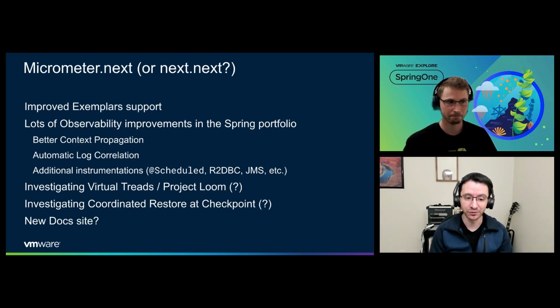In the meantime, we did a lot of observability improvements in the Spring portfolio. We will have better context propagation and automatic log correlation in Spring Boot. Right now you need to use a property, but it will be automated from Spring Boot 3.2. And we also added a bunch of additional instrumentation. Right now, if you use the scheduled annotation, you will not get instrumentation for that out of the box, but with the next release, you will. And this is true for R2DBC and JMS as well.